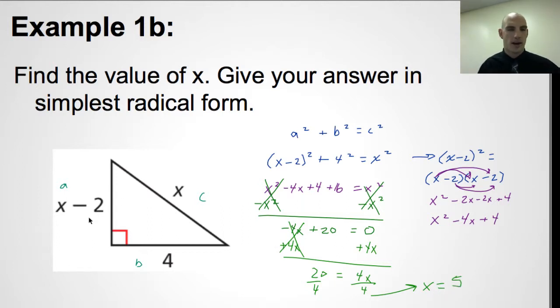And if I plug this back in, you're going to see what happens. So this is 5 minus 2 equals 3 for my side, and 5 would be this side. So it's my 3, 4, 5 right triangle. It's got whole numbers as the sides. This is a good thing. That's really, really easy to check.